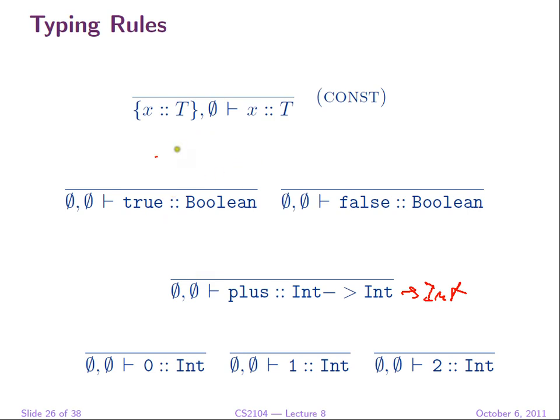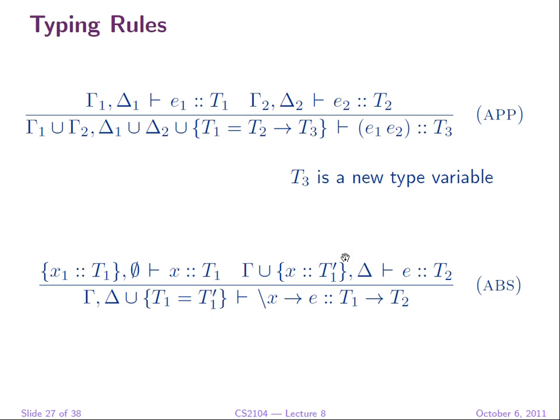Now, the interesting thing is what happens with a variable. So we're going to say the following: if x is a new variable, never encountered before, right? I can assume a completely new type for that variable, provided that I record that in my environment. Okay? What am I going to do if I encounter a new variable? I'm going to assume it has a new type. I'm going to invent a type variable for the program variable. Okay?